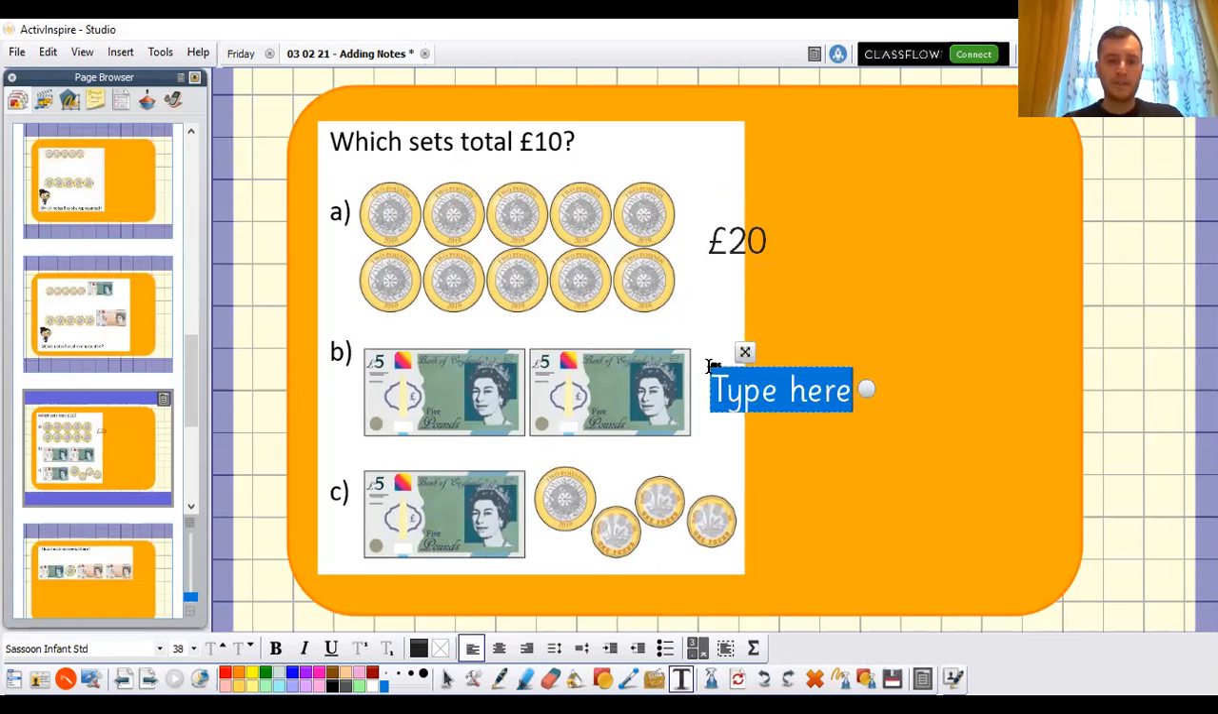The next one, we have two £5 notes. And I know that 5 plus 5 is equal to 10. So that one does. And the last one, we have a £5 note plus £2, which is 7, then 8, 9, 10. So again, that last one does total £10 because 5 plus 2 plus 1 plus 1 plus 1 is equal to 10.